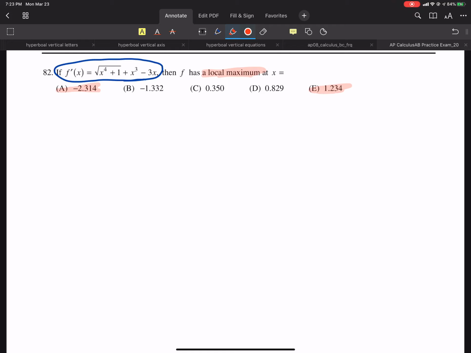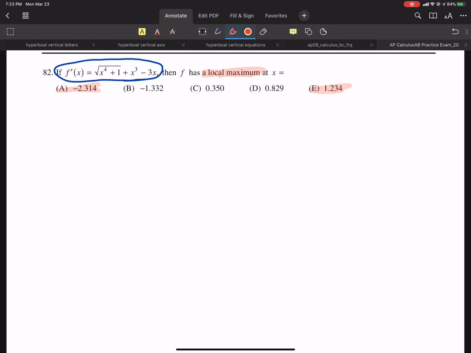And again, to be a local maximum, I want to see where the derivative changes from positive to negative. So I don't need to see the whole graph. I just need to see where it crosses the x-axis. I'm going to do my y min, y max from negative 3 to 3. You could go bigger or smaller. I'm just going to pick that. As I graph, where does it change from positive to negative?